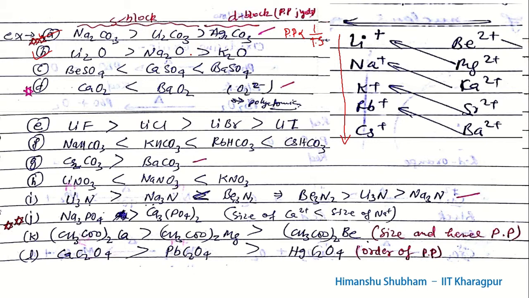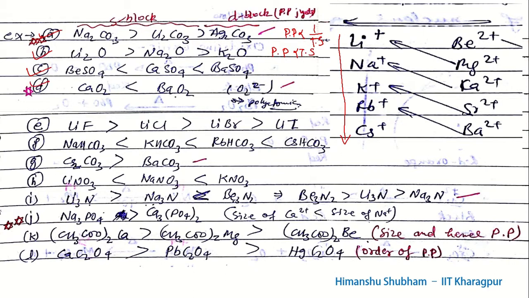In the B part, we have a straightforward question. First of all, this is the case of monoatomic anion, so polarizing power will be directly related to thermal stability. As we go down the group from lithium to potassium, size increases, polarizing power decreases, thermal stability decreases. In the C part, we are dealing with polyatomic anion. So as we go down the group from beryllium to barium, size increases, polarizing power decreases, thermal stability increases.